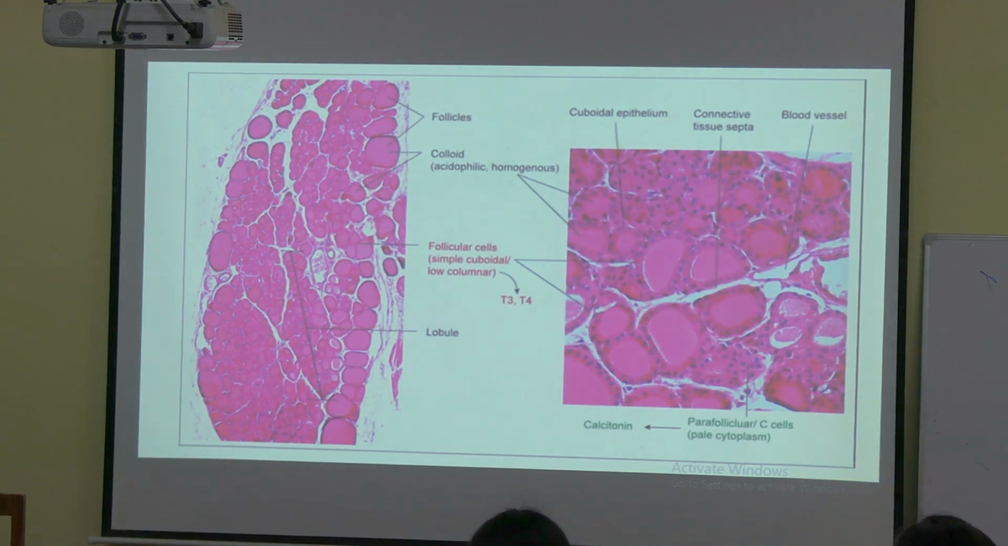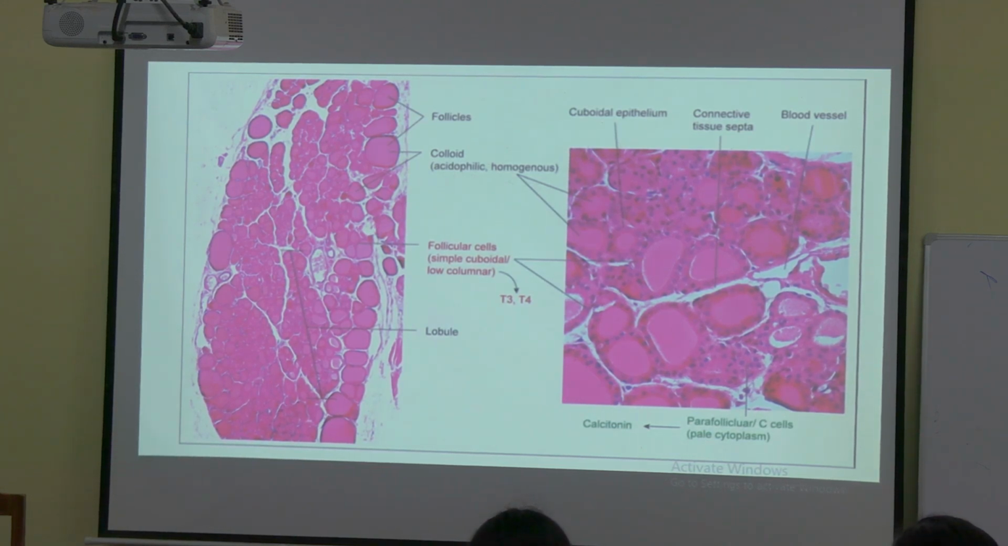Yes. Once you identify the lobule, see inside the lobule. What can you see inside the lobule? Follicles. So try to identify the follicles. Now when you are looking at the follicles, you have to see the amount of colloid inside the follicle, because under low magnification you cannot identify the lining epithelium, but you can identify the amount of colloid present.